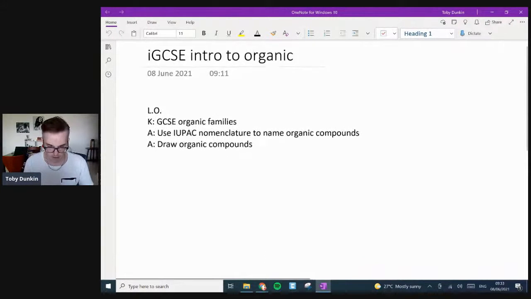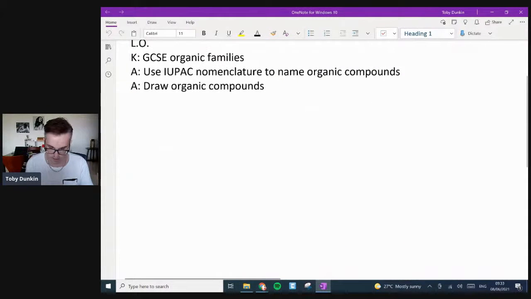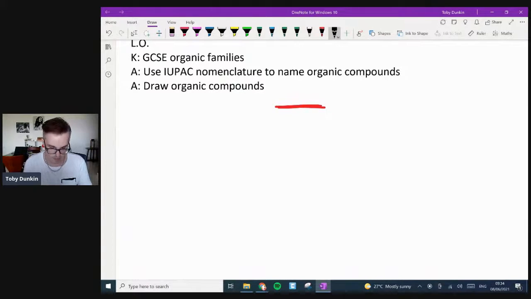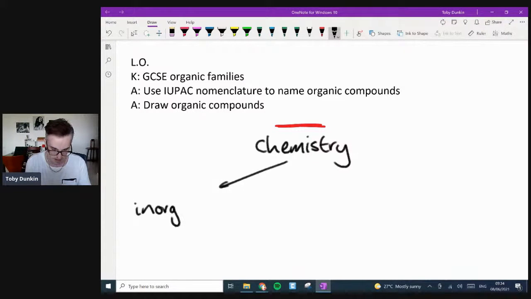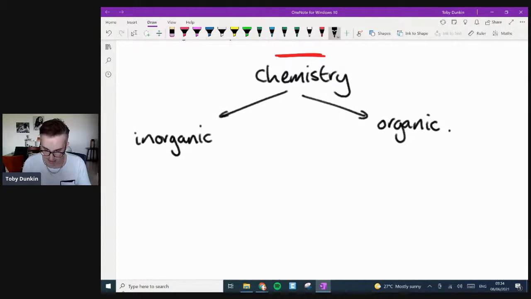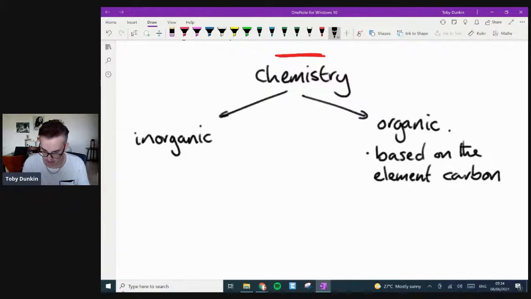So just to quickly mention, I'll leave those up there because I know that Jack often likes to copy them down. So it's an introduction to organic chemistry, and it's just nice for me to mention that chemistry is split into 2 areas. We've got inorganic chemistry, and we've got organic. Now, just to explain the differences between these: organic chemistry is based on the element carbon and its compounds.